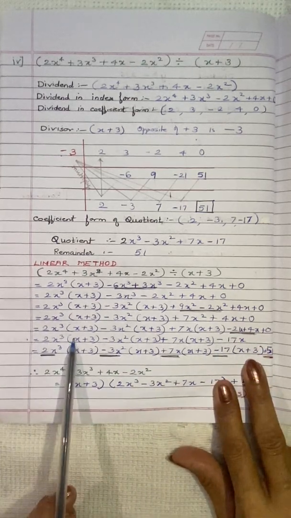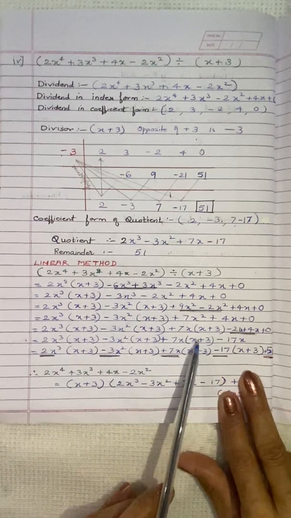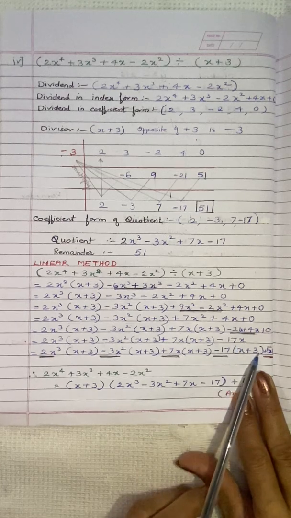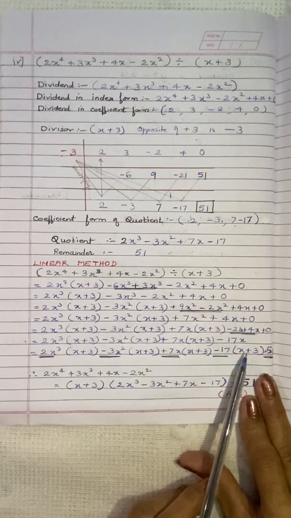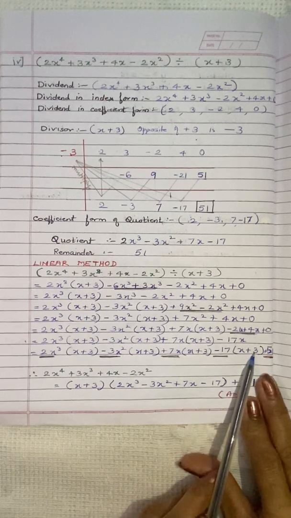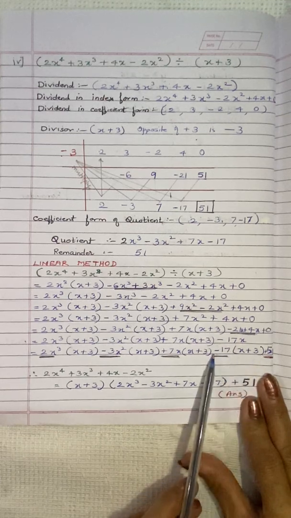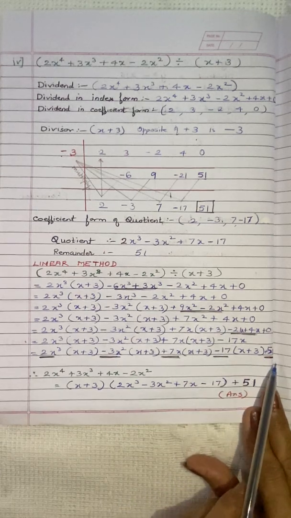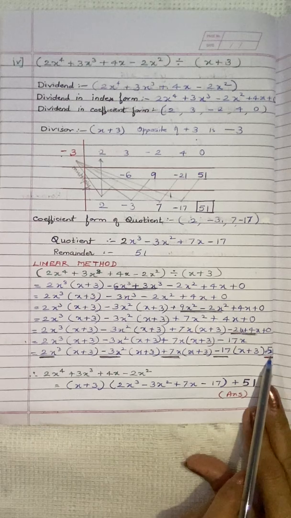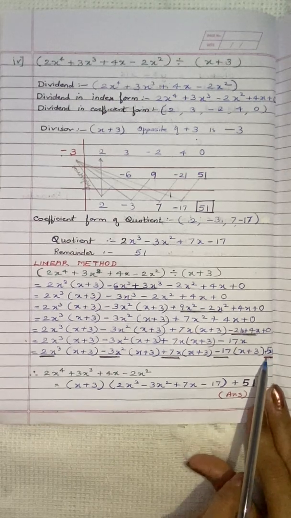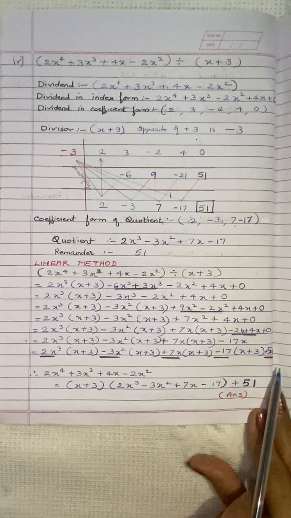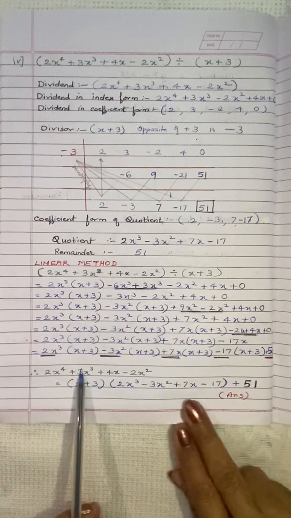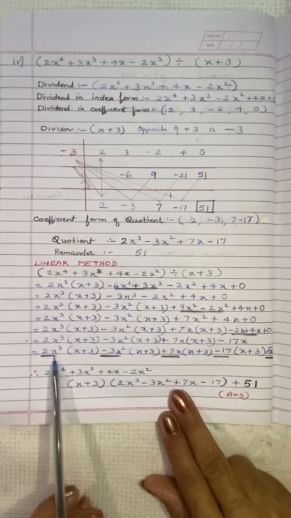Now we will solve this. This will copy as it is. 17x, we will replace this x by x plus 3. So 17 into bracket x plus 3, we will multiply these two, that is 17 3s is 51. This is negative, so negative will change it to positive 51. So this last one is the 51, and then that will be the remainder.